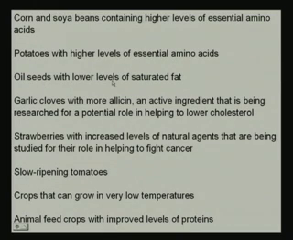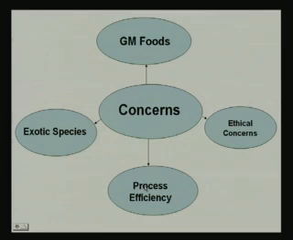oilseed with lower levels of saturated fat, garlic cloves with more allicin which helps in lowering the cholesterol level, strawberries with increased levels of natural agents which are being studied and have shown some positive effect in fighting against cancer. Slow ripening tomatoes, crops that can grow in very cold temperatures, and animal feed crops with improved protein content are already in the market. Some work has already been done.